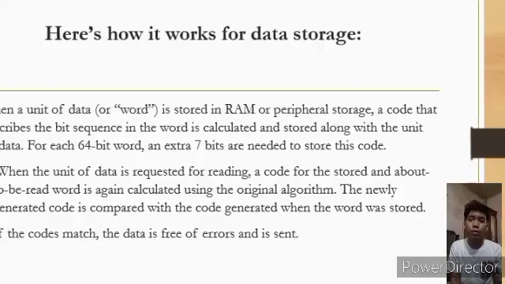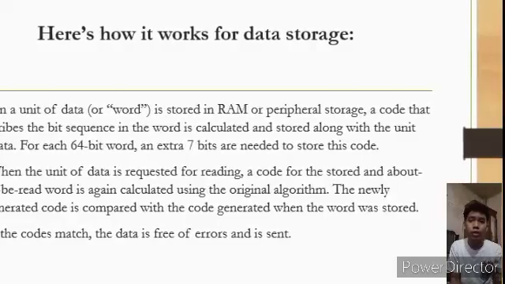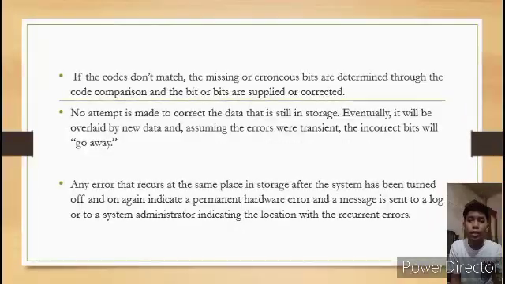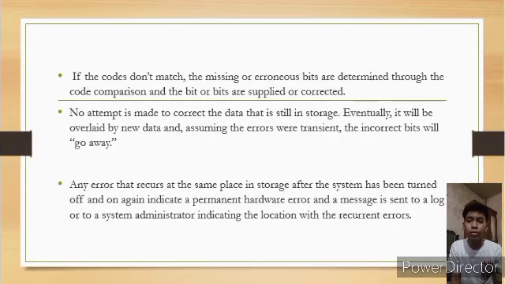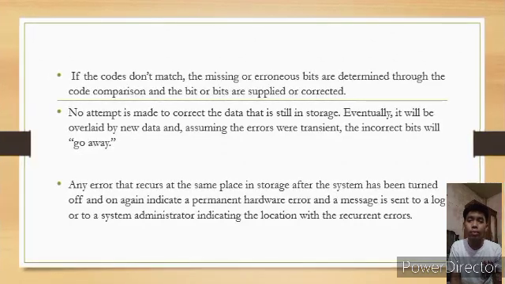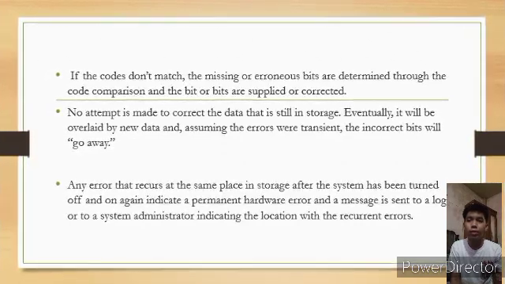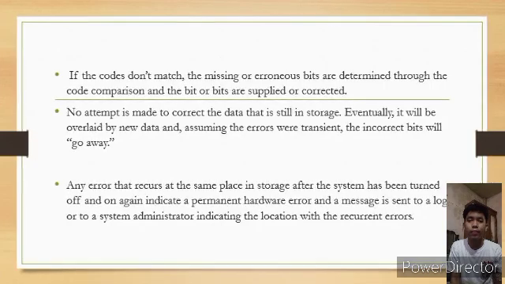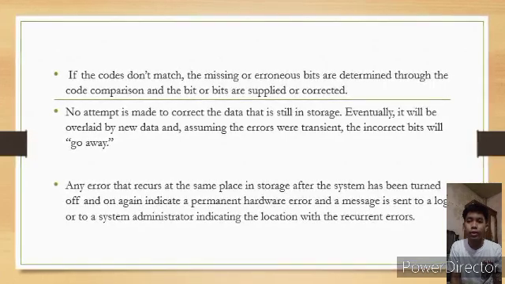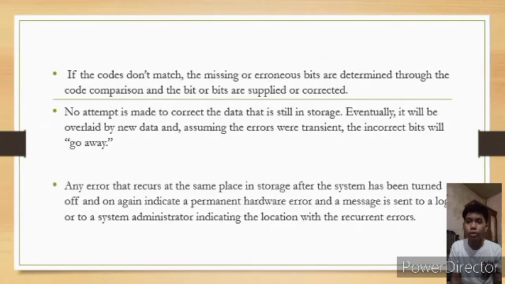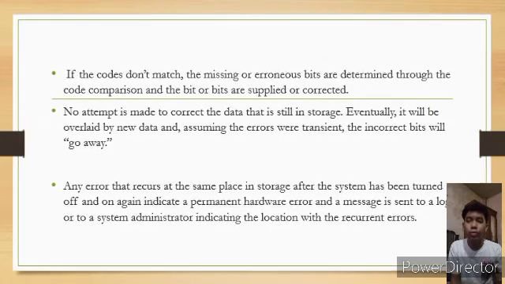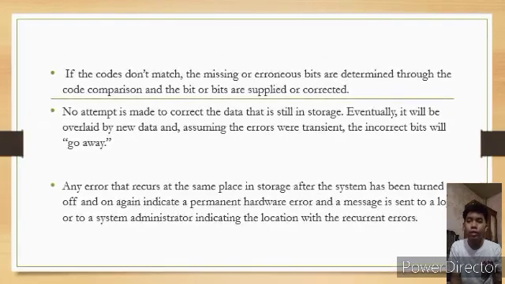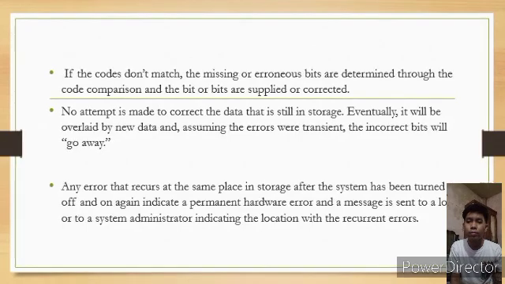Number 3. If the codes match, the data is free of errors and is sent on. Number 4. If the codes don't match, the missing or erroneous bits are determined through the code comparison and the bit or bits are supplied or corrected. Number 5. No attempt is made to correct the data that is still in storage. Eventually, it will be overlaid by the new data and, assuming the errors were transient, the incorrect bits will go away.